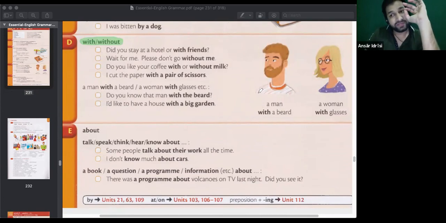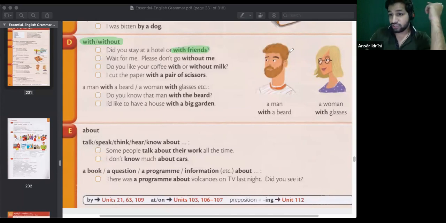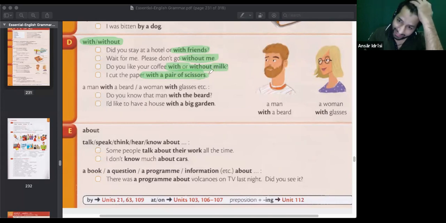A little difference is there between with and without, which we are going to see today. Did you stay at a hotel or with friends? Please wait for me, don't go without me. Do you like your coffee with sugar or without sugar? Do you like coffee with milk or without milk? I cut the paper with a pair of scissors. So with and without, very easy.